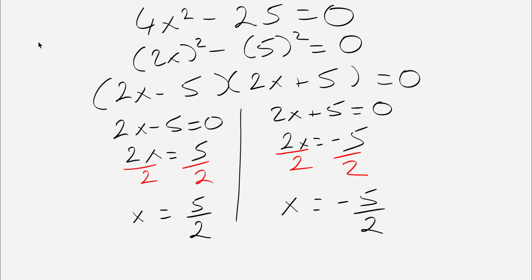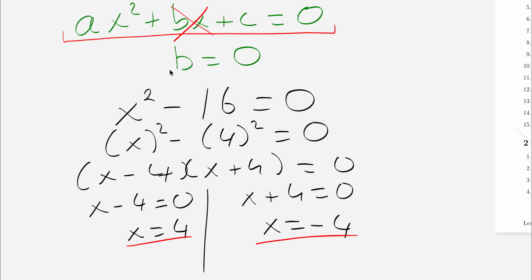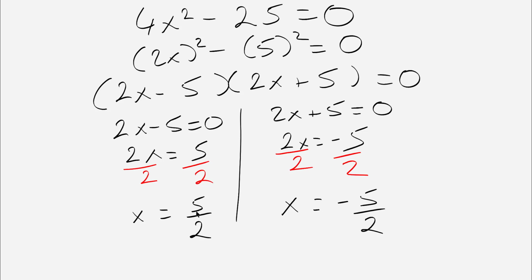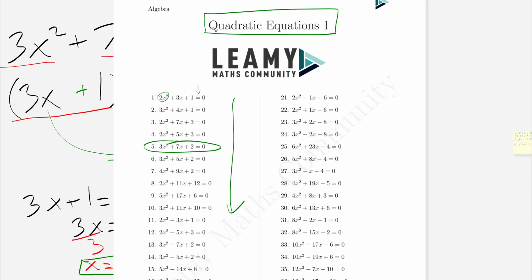So one thing you might notice about this scenario, when you've got your b equals 0, where you just have the x squared and the number, your solution will always be the same numerical value but opposite signs. Here I got 4 and I got minus 4. Here I got 5 over 2 and I got minus 5 over 2. So your solutions come in pairs where you have the same value but the opposite sign. So that is how to solve quadratic equations.